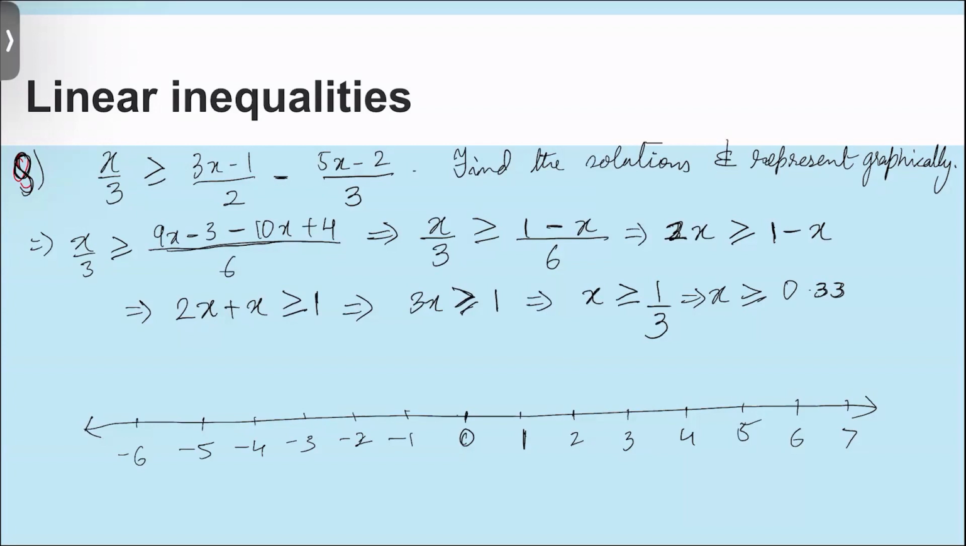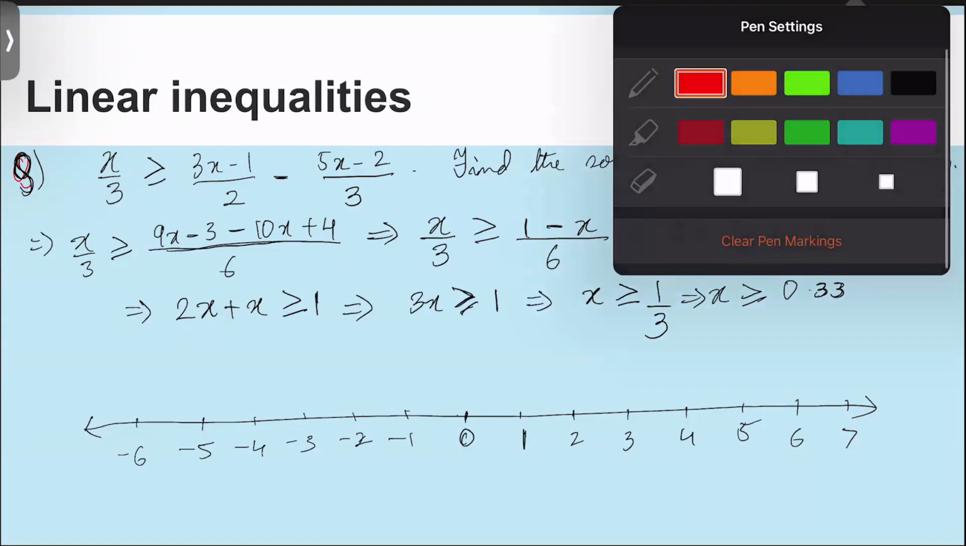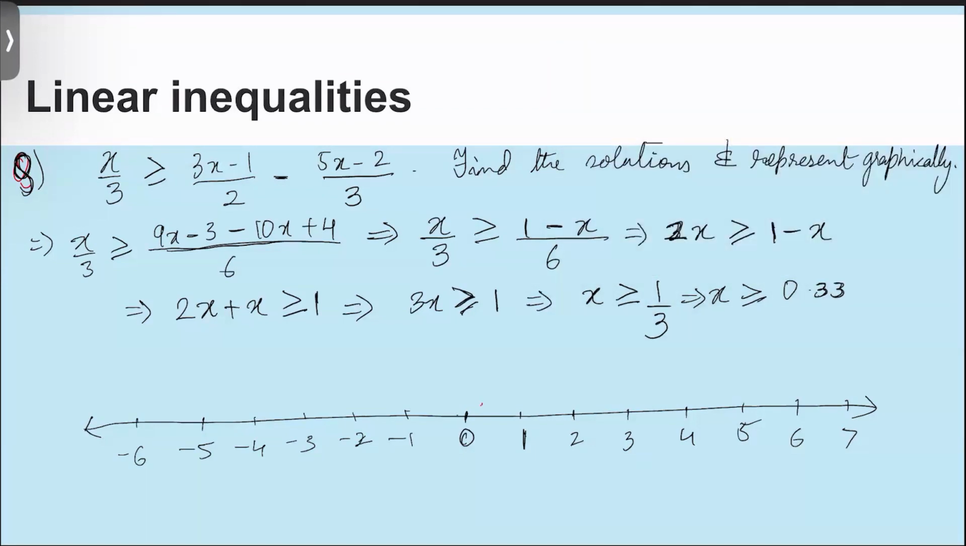So say your 0.33 lies somewhere here. Okay, so you mark on your number line from that point all the way towards the positive side, because x has to be greater than that. Okay, so it will cover all the numbers, integers, on the right hand side of the number line.